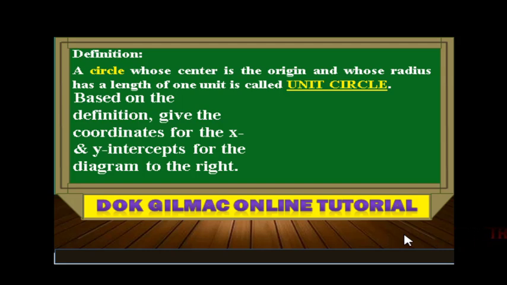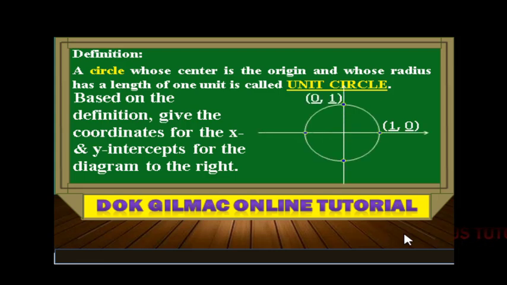Now consider the diagram to the right. So as you can see here, the graph of a unit circle has 4 intercepts: (1, 0), (0, 1), (negative 1, 0), and (0, negative 1).